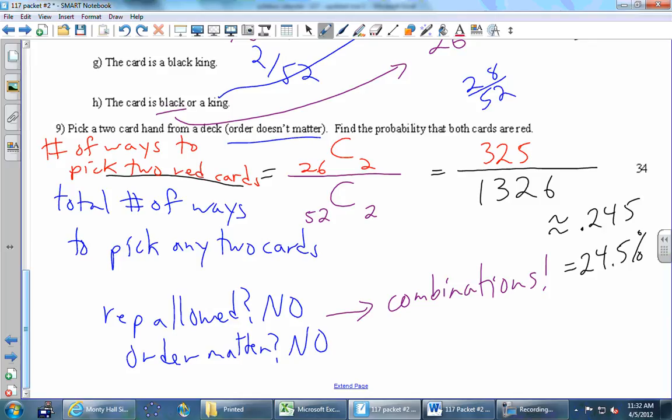Okay. All right, so that is the answer to the question. If you pick 2 cards and you want to know the probability that they're both going to be red, about 24.5%. Questions on this? Okay.